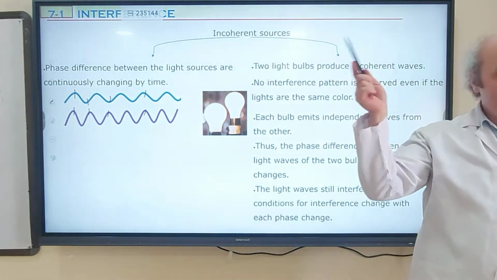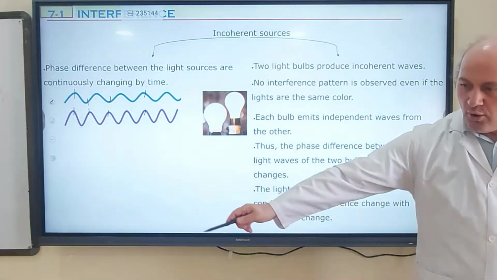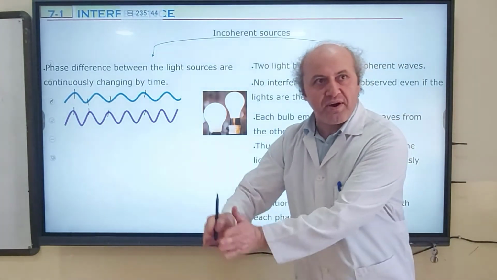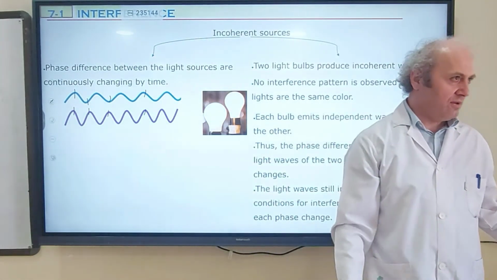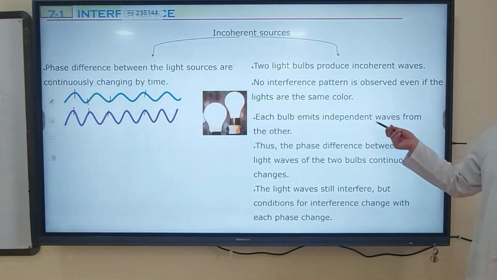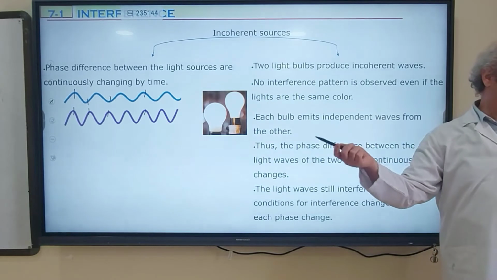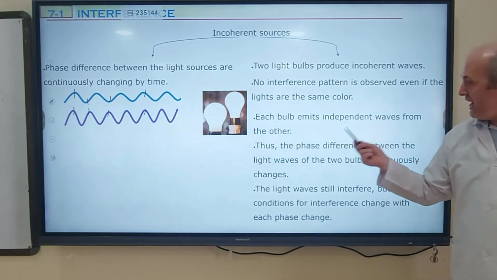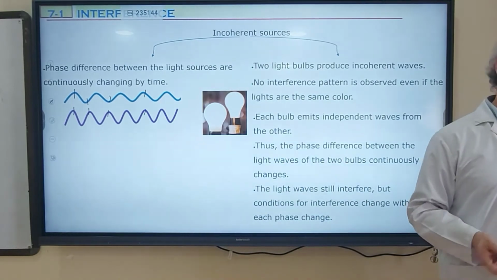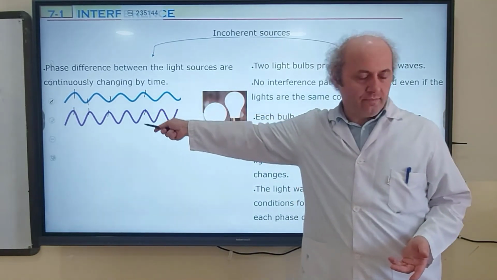If you make them coherent, but you can't, on the screen, on the floor you are going to see bright, dark, bright, dark, bright, dark fringes. But they are not coherent, so you cannot see them. Each bulb emits waves independent from one another. Thus, the phase difference between the waves is continuously changing, just like those waves.